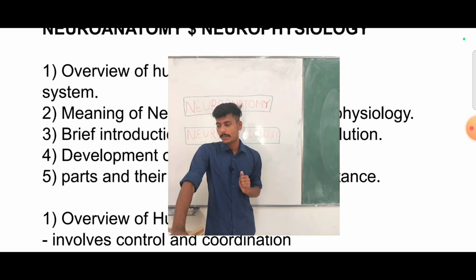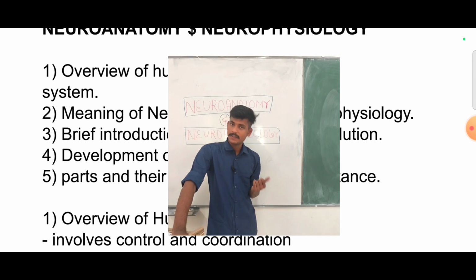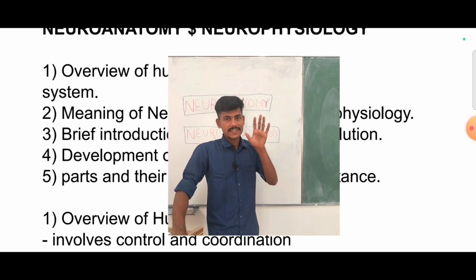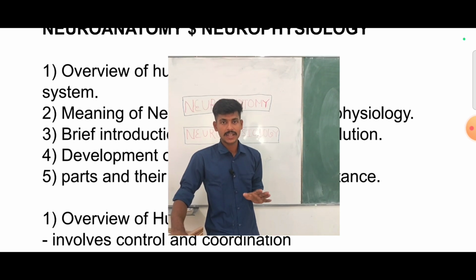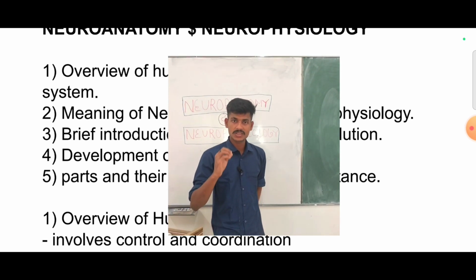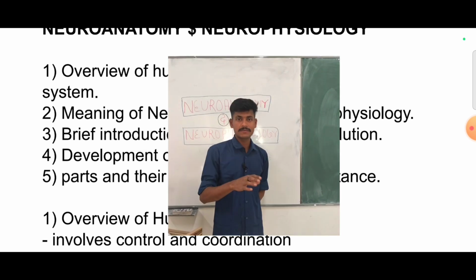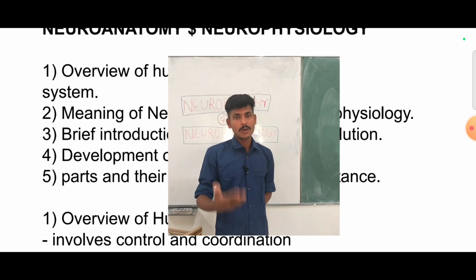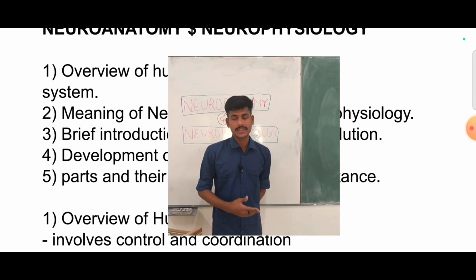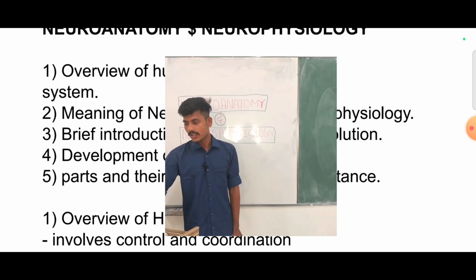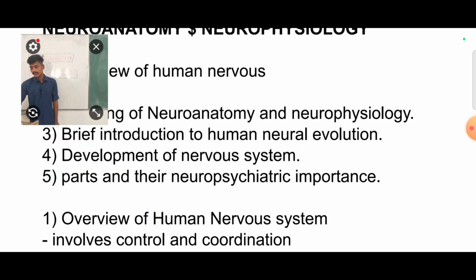And in the last topic, the parts and their neuropsychiatric importance, we will see that there are various parts present in the nervous system, and each and every part has some functions. So what are their functions, and if an abnormality occurs there, how is it represented clinically. Their clinical manifestation we will also see in this lecture. So now we start with the overview of the nervous system.